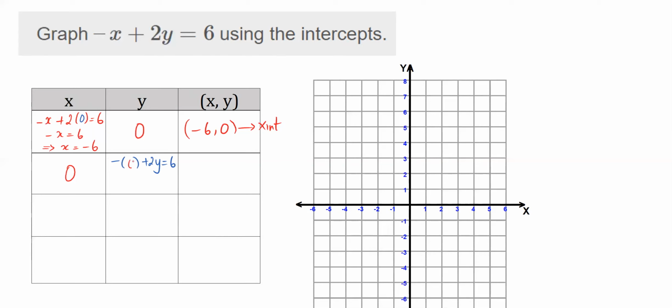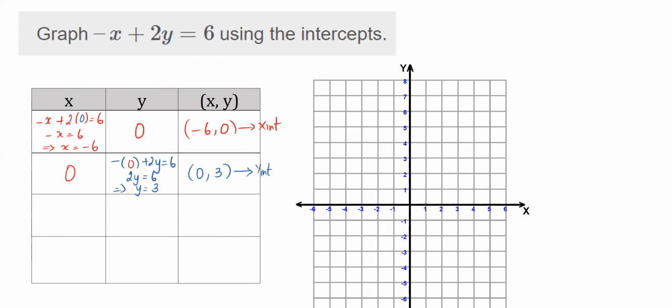And here, it's the same equation, but I'm going to plug in for x. My x is 0, so that goes away. You're simply left with 2y equals 6. When you divide both sides by 2, you get y equals 3. And 0, 3 becomes my y-intercept. So I'm going to plot these 2 points and connect them to get my line.